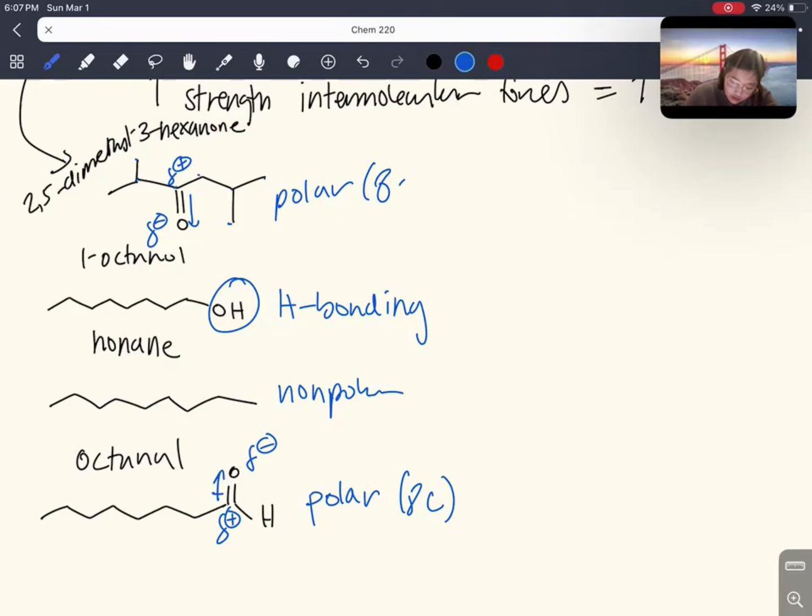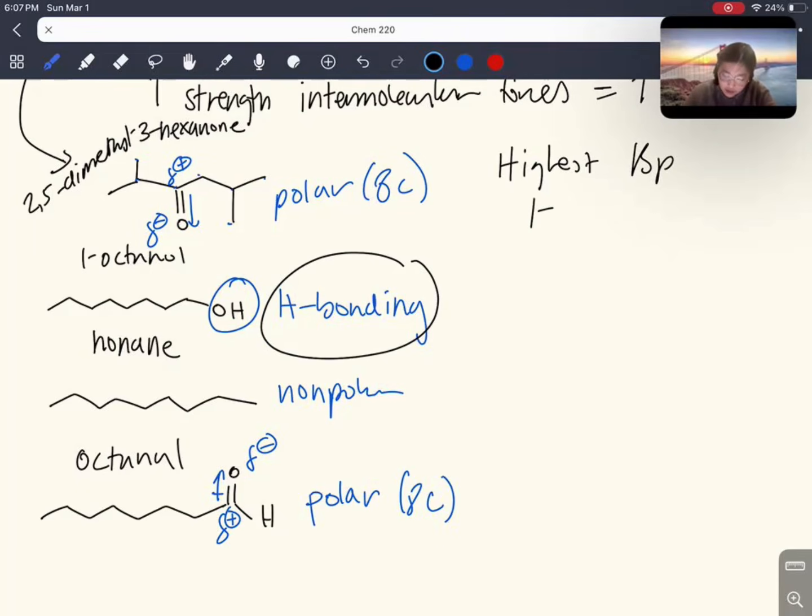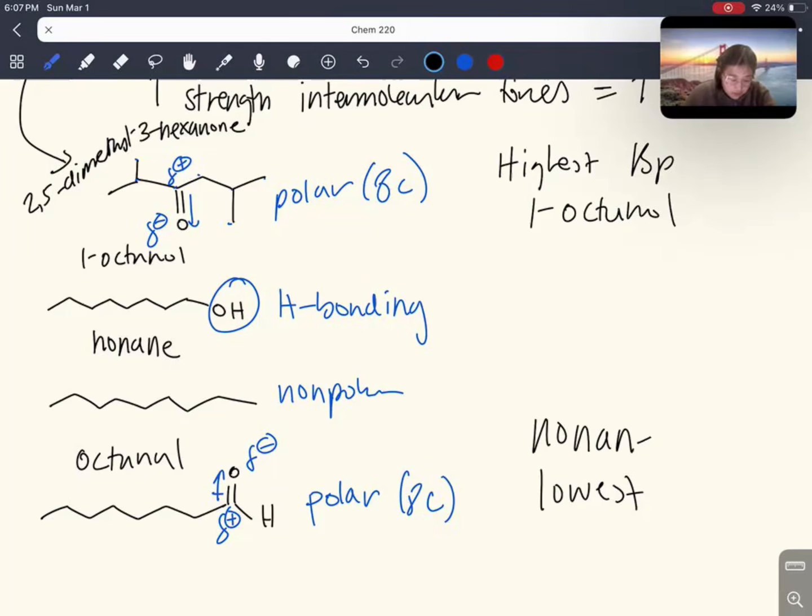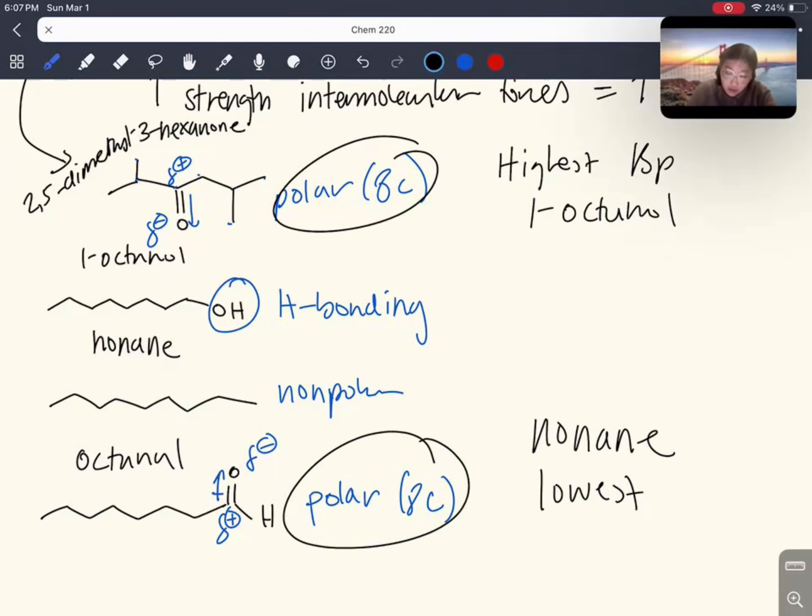Okay, so if we think about which one has the highest boiling point, that one is pretty straightforward. There's only one molecule that has H bonding. It's 1-octanol. So that has the highest. If we think about the lowest one, which has the weakest intermolecular forces, it's the molecule that's nonpolar, so that's going to be nonane. And so now we have to look at how to differentiate between our two polar molecules. The key thing to think about here is branching.